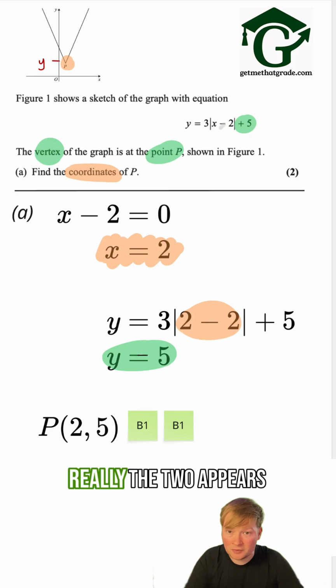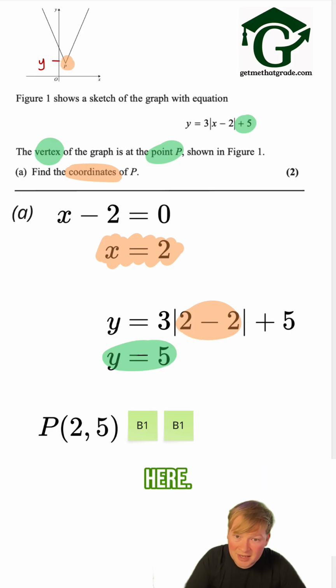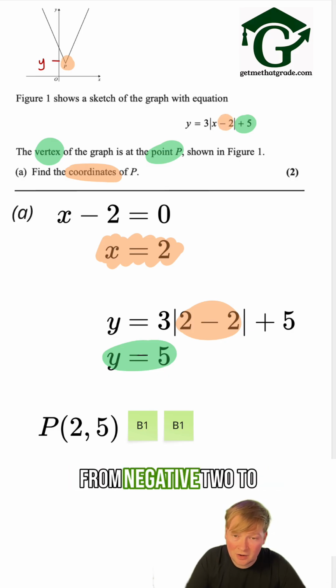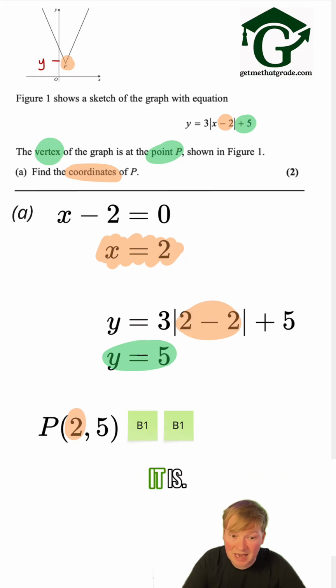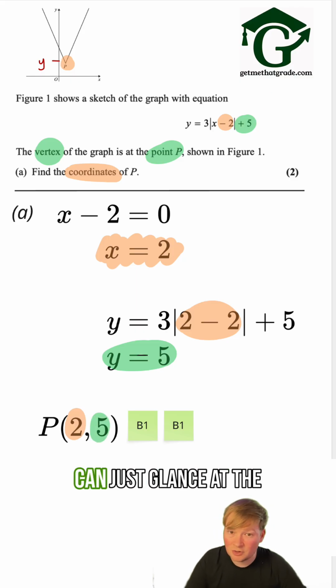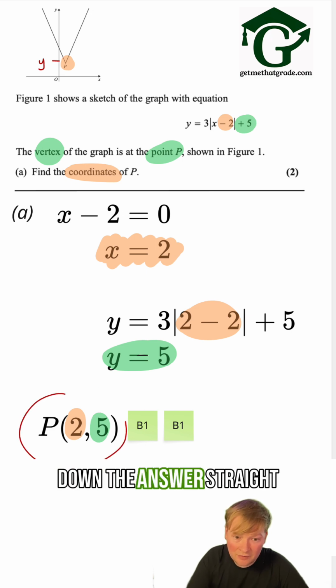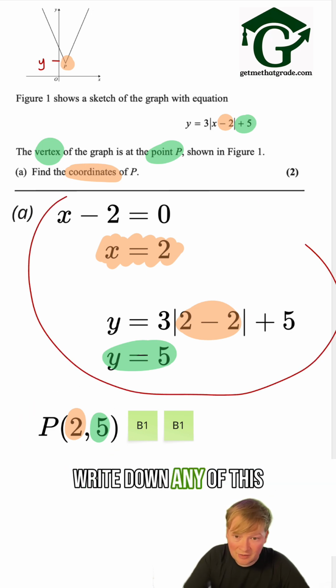So you can see the 2 appears here. Notice we change the sign from -2 to +2, but we keep the sign of this +5 as it is. So if you realise that, you can just glance at the equation and write down the answer straight away without needing to write down any of this working at all.